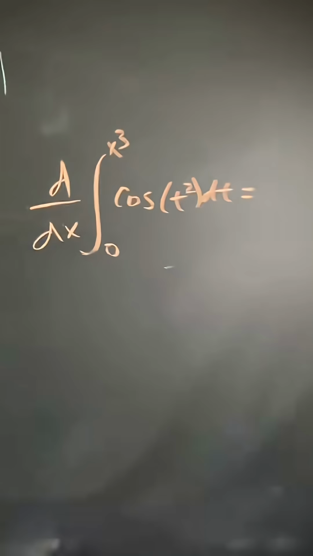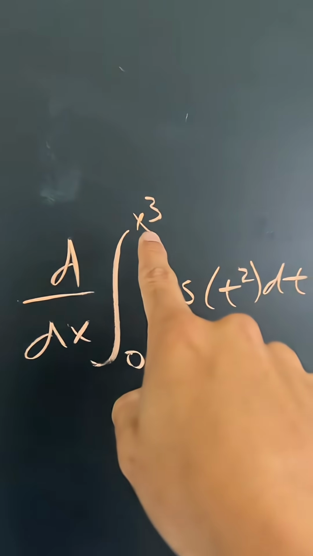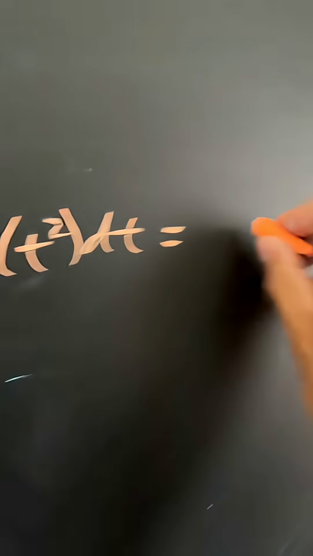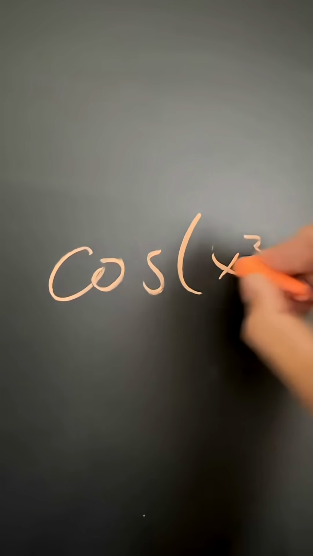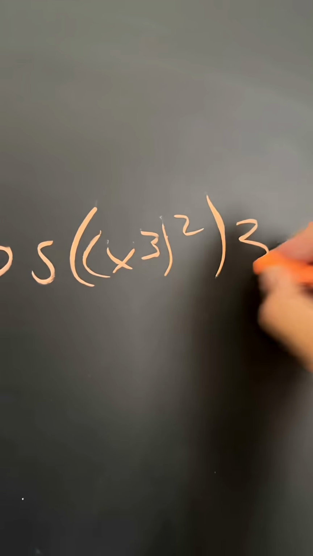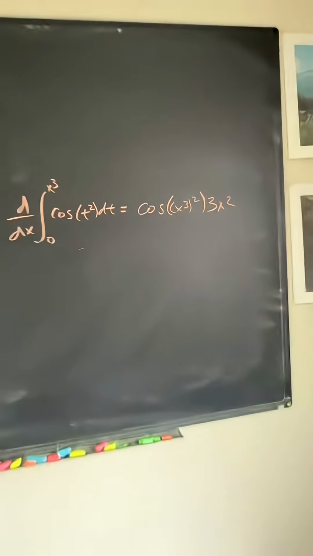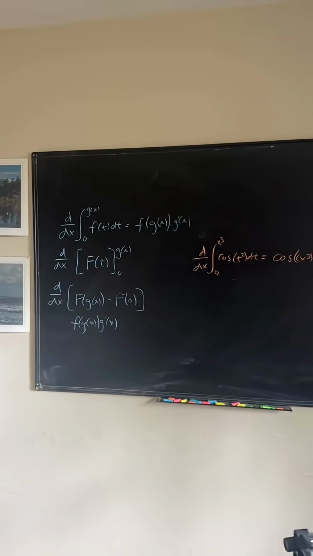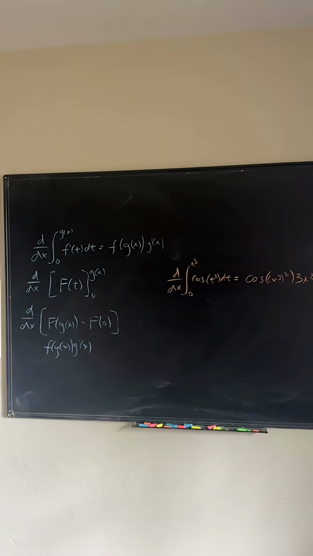Well, if we're going to implement the second fundamental theorem of calculus, we're going to make x cubed our input. So this is going to be cosine of x cubed squared times the derivative of this input value, which is going to be 3x squared. And that is another example of the second fundamental theorem of calculus, number 31. I hope that helps. Good luck.